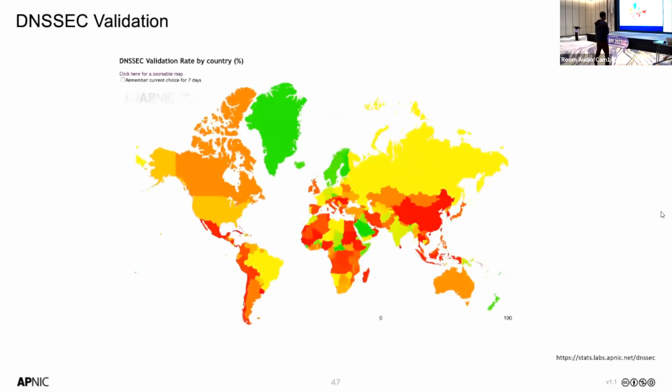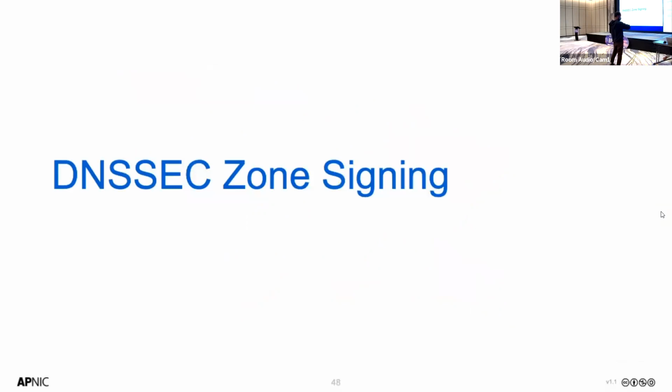Yeah, so this page was already shown by Shane. It's one of our status pages, running in our lab at APNIC. It can give you a good idea of the per-economy DNSSEC validation status. If you're interested, have a look at the URL here and check the current status of Thailand. I think this is it for this session, and we are going to show the DNSSEC zone signing part.